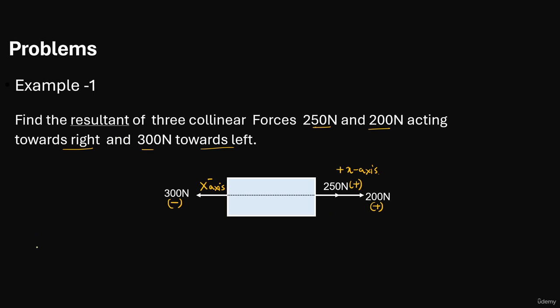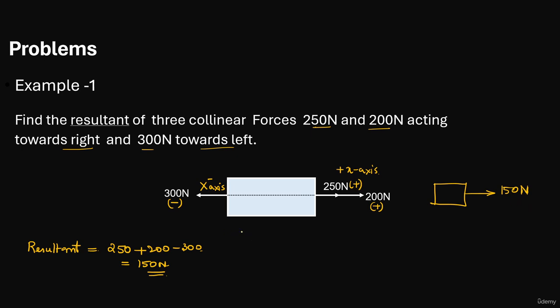So resultant would be the summation of all the forces acting on a body, and that is equal to 250 plus 200 minus 300, and that is equal to 150, which is the resultant of the forces. So the resultant force here, instead of three forces, I can draw the same block and replace it with a 150 Newton force towards the right side. That would be the answer.